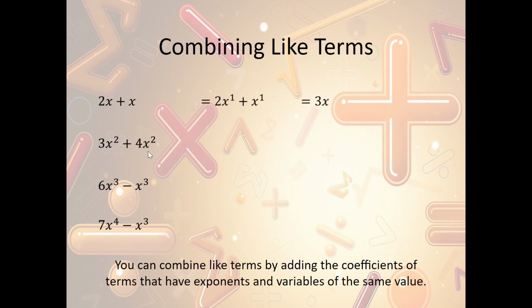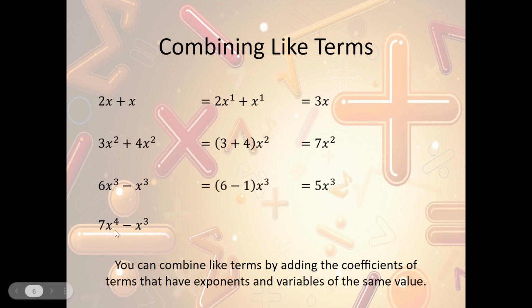We have 3x squared plus 4x squared. Again, same variable, they're both x's. And the powers match, so we just add the coefficients. That's 3 plus 4, which is 7x squared. We can do it with subtraction as well. So we have 6x cubed minus x cubed. Well, again, same variable, same power. So now we can go ahead and subtract. So 6 minus 1 is 5x cubed.